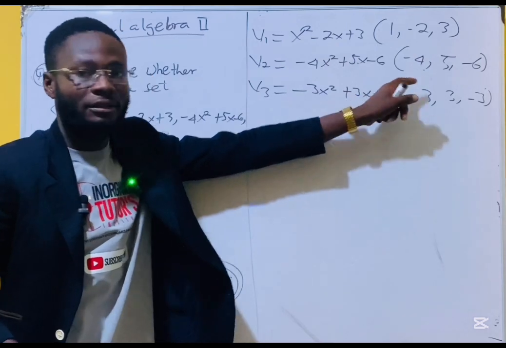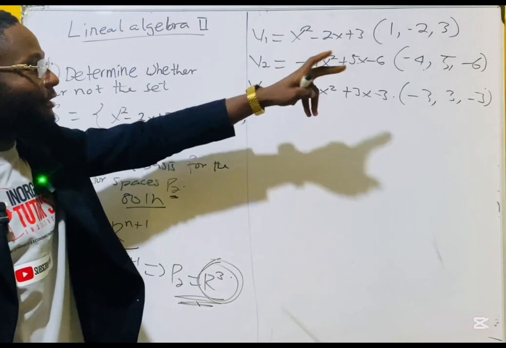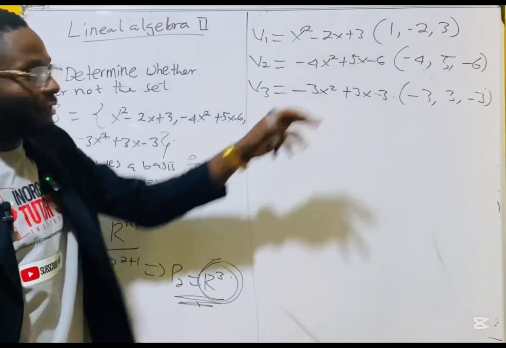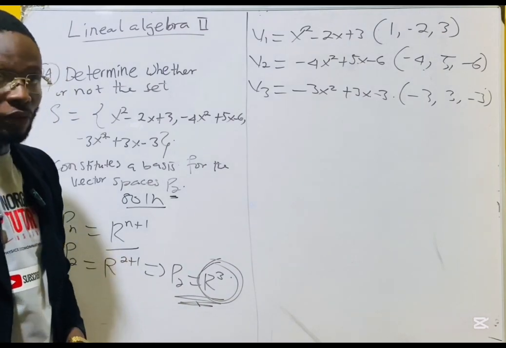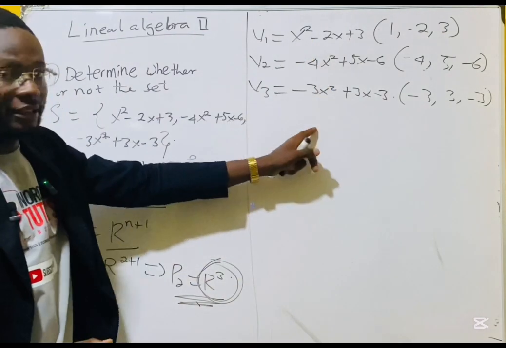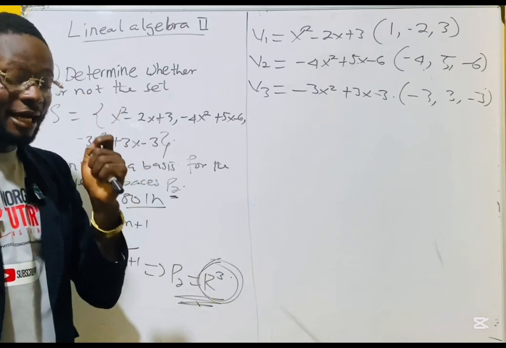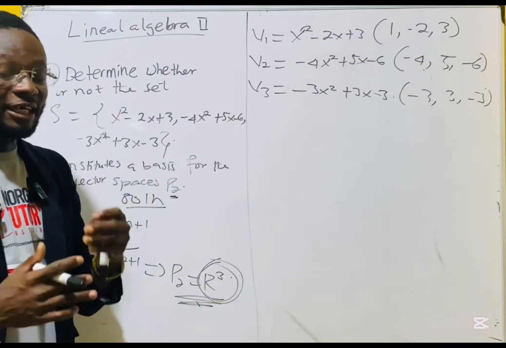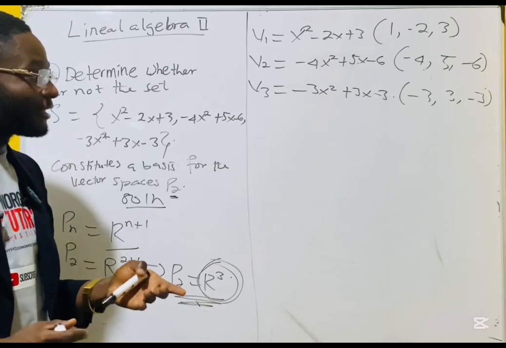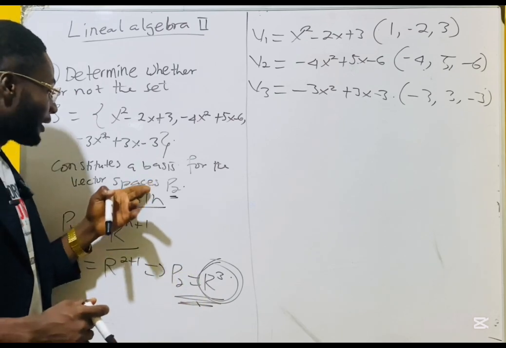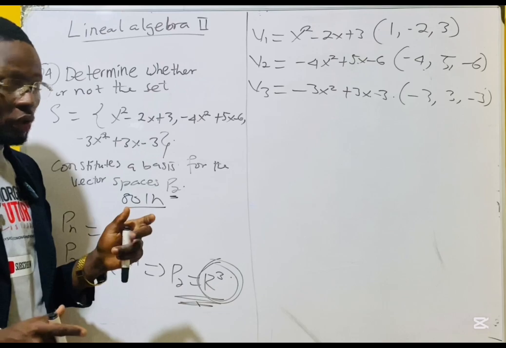Okay, so first of all, there are 3 coordinates in each subspace, right? So we can see that these are basically vectors in R3, because we have 3 vectors in R3. Since we have 3 vectors in R3, we just have to show that they are linearly independent. If it is linearly independent, then we can say that it constitutes a basis for the vector space P2.